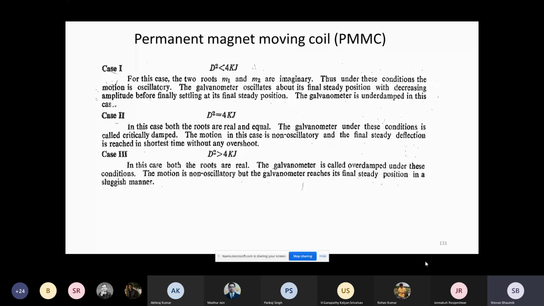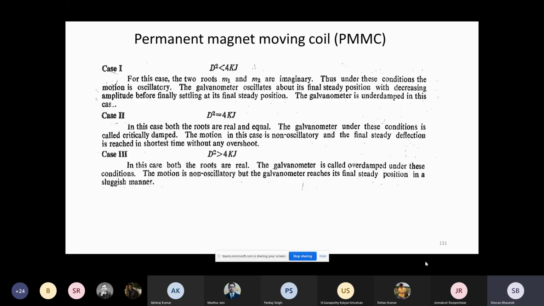Now case 2, where d square equals 4kj. The roots are equal, real roots, not imaginary. Under this condition the galvanometer will act as a critically damped system, and the motion will be non-oscillatory, gradually rising until it reaches the final deflection.